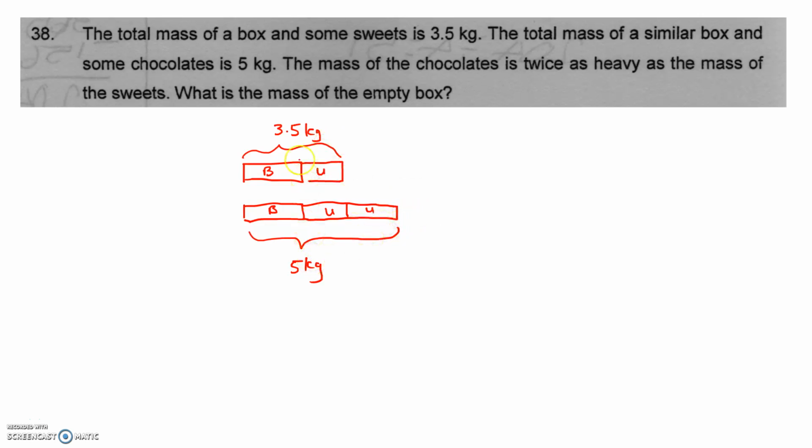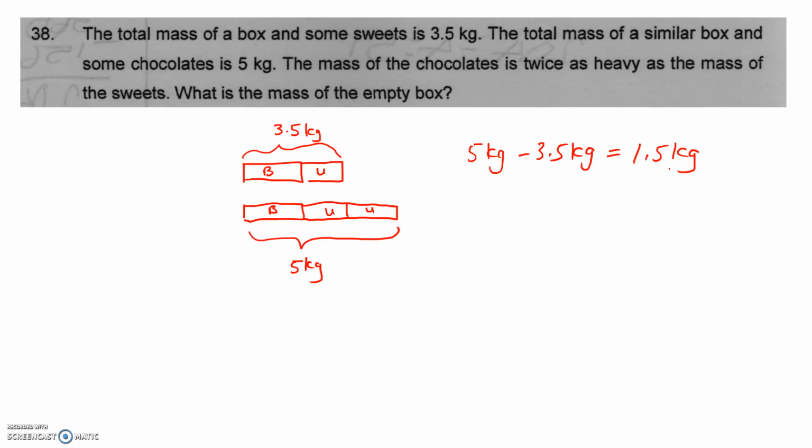Then you do 5 kg minus 3.5, which will give you 1.5. Your working is also wrong. In your working you wrote 2.5. Don't know what you're doing, dreaming. Your working is wrong also. 2.5.